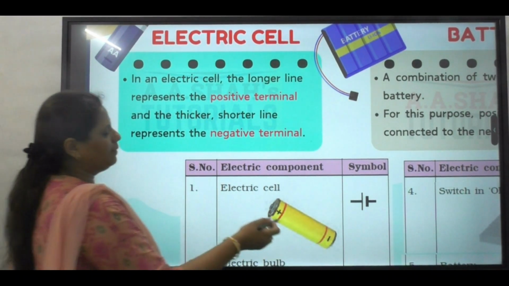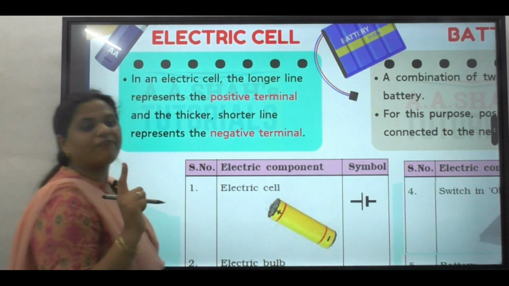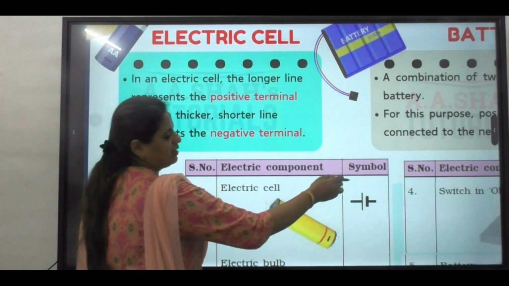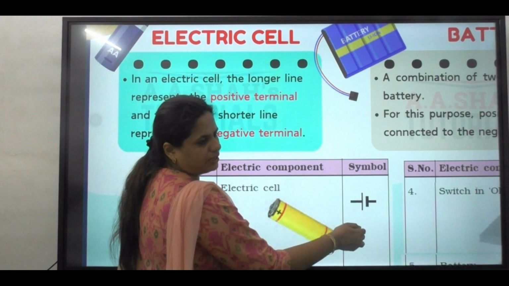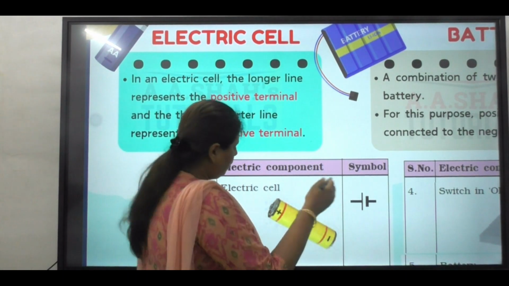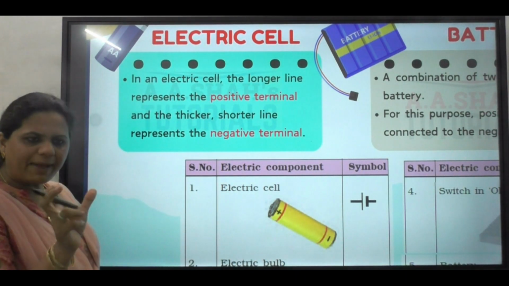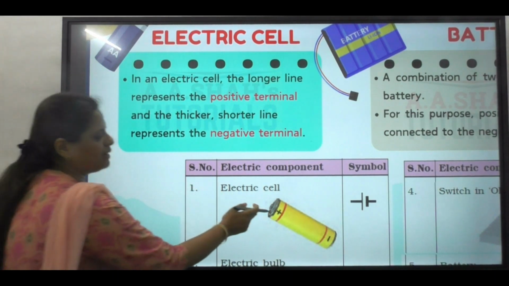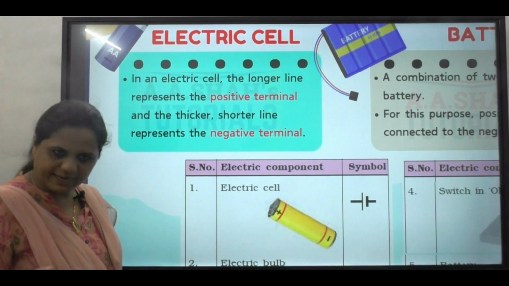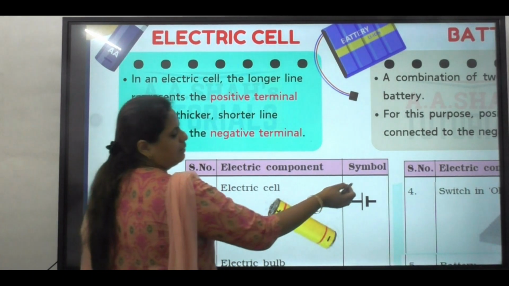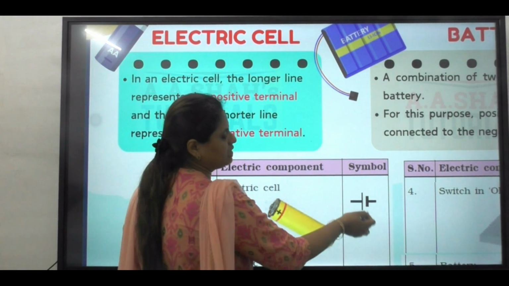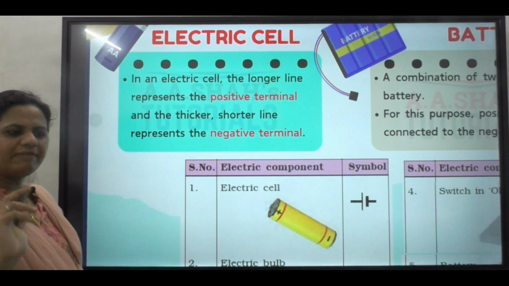In this symbol you have two lines. One is a longer line and another one is a shorter line. The longer line denotes the positive. Have you seen a battery? In a battery, do you know there is plus and minus, positive and negative? The positive is denoted by a longer line and the negative is denoted by a shorter line. You should always remember this.